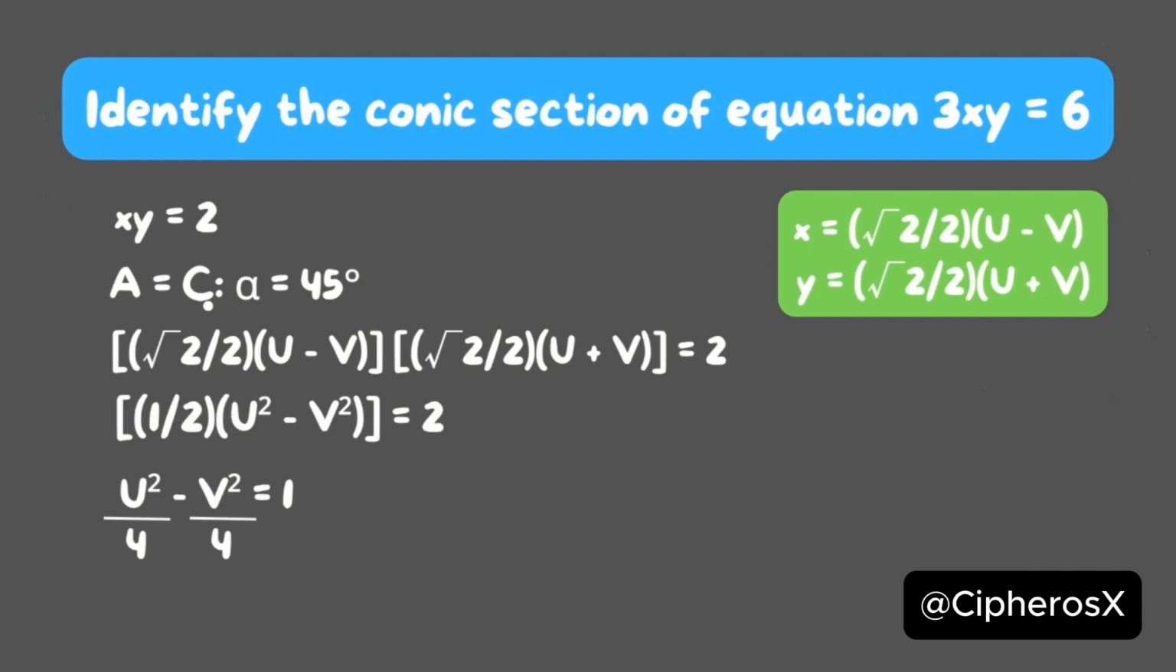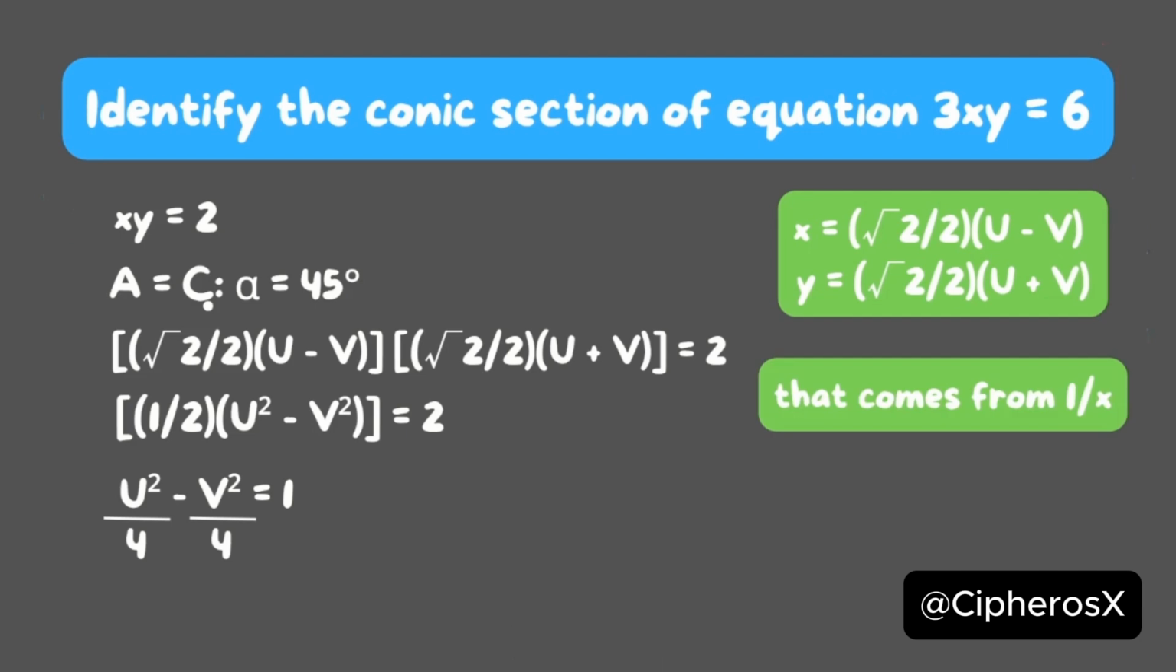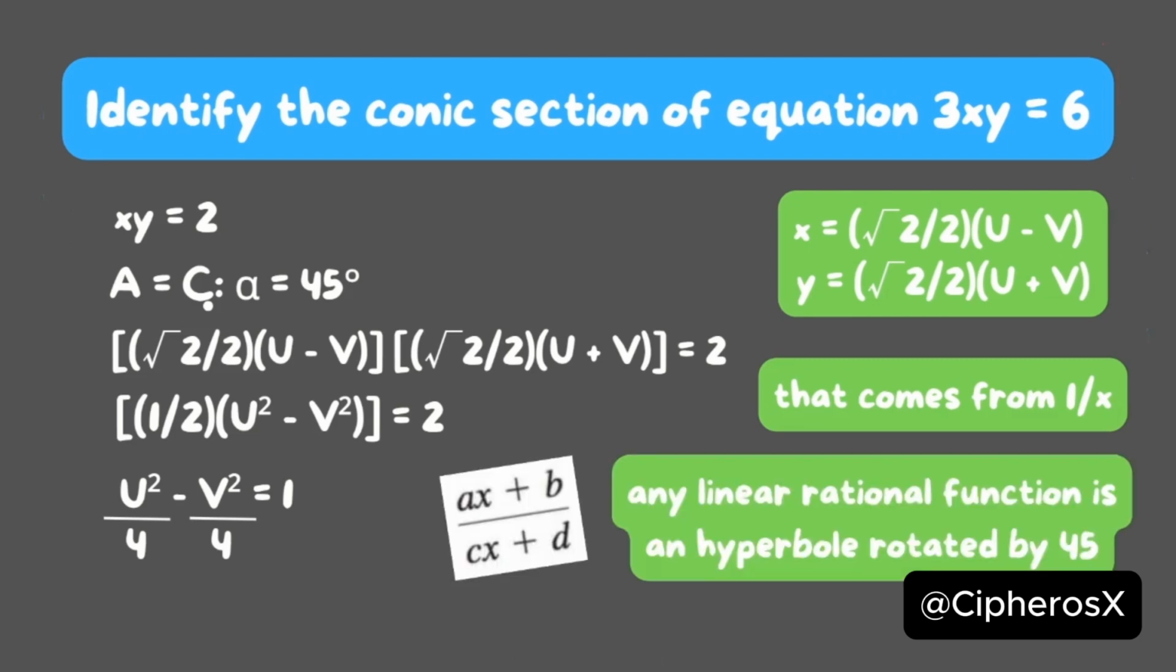What is this? Obviously a hyperbola. Now notice something, really notice something. If we set the x on the right side, we have an equation similar to 1 over x, which is a rational function. Any linear rational function is a hyperbola rotated by 45 degrees. All this stuff, any rational function that is linear, that doesn't have an exponent greater than 1, is just a hyperbola that has been rotated by 45 degrees and has translations.